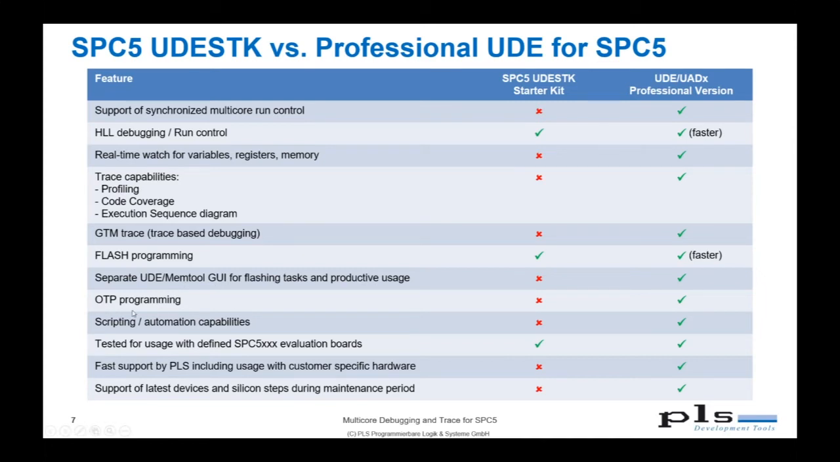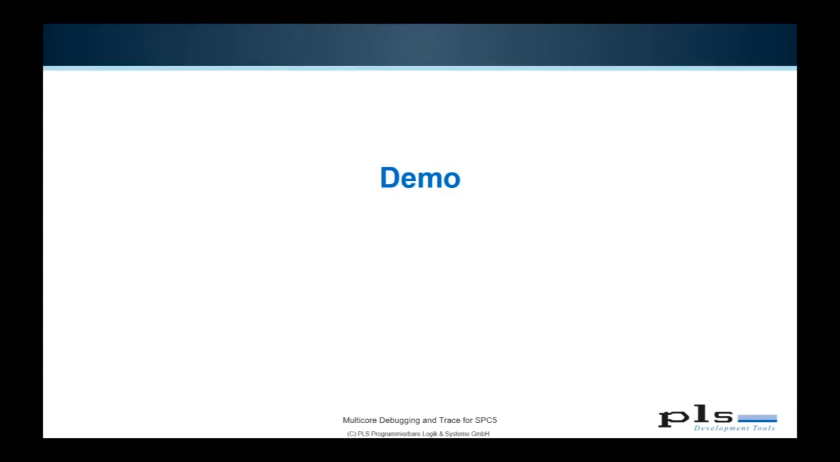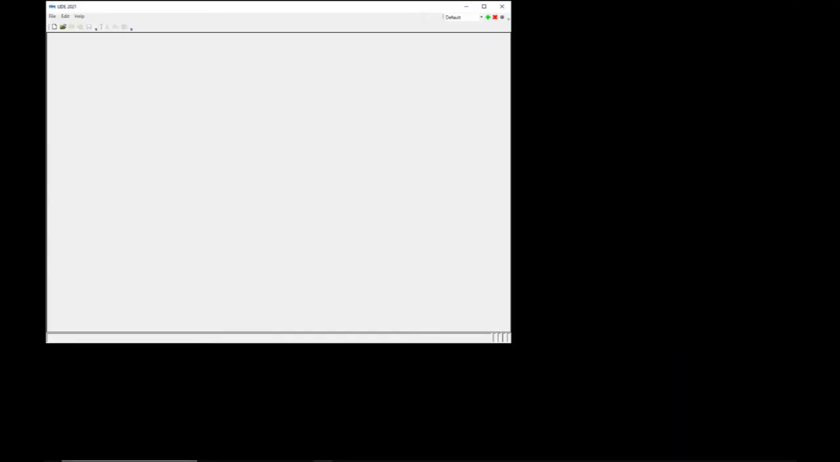There is no scripting support, so this results in that you can't use the UDESDK for test automation and automated debugging. And the UDESDK is restricted to specific evaluation boards. I mentioned that before. So custom hardware is not supported at all. And also a very important key point, if you do professional development, the support services by us are very limited in the case of the UDESDK. So then let's have a look at some of the features of the professional UDE version that are missing in the UDESDK. So let's jump over to the UDE.